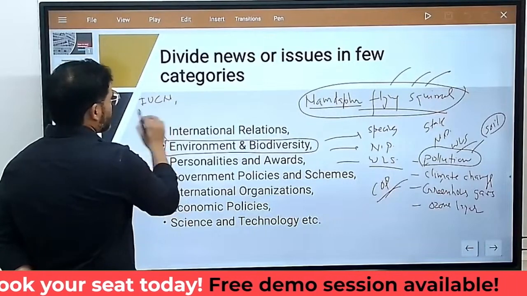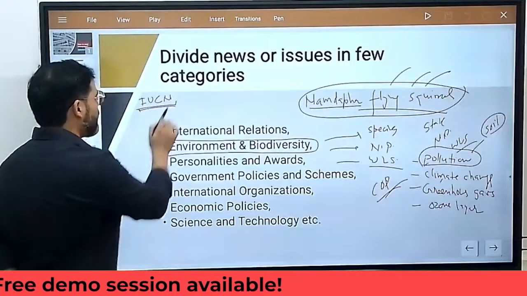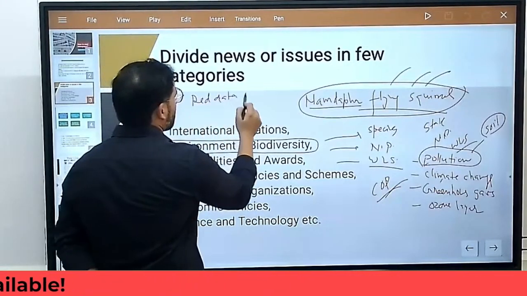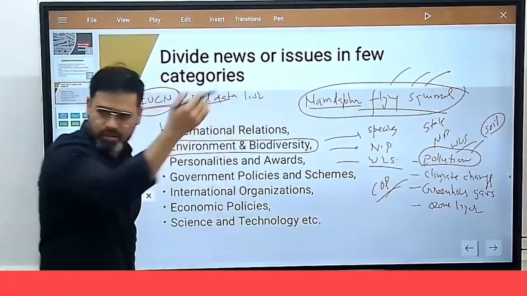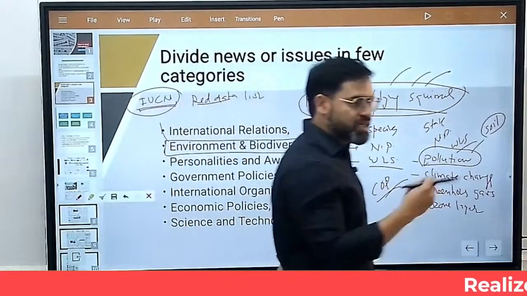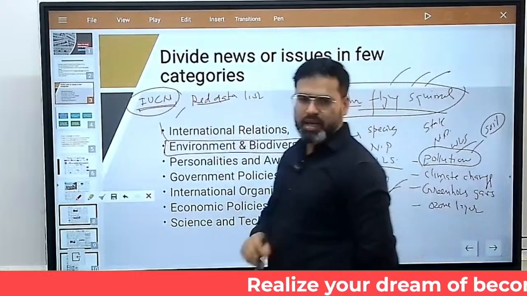Or for example, इसके बाद आपके different आएंगे. For example, IUCN में क्या है? They provide the red list or red data list. Okay. इसमें some of the endangered species are there, and they will classify them as indigenous, critically endangered. आपको वो सब पढ़ना है, ठीक है?